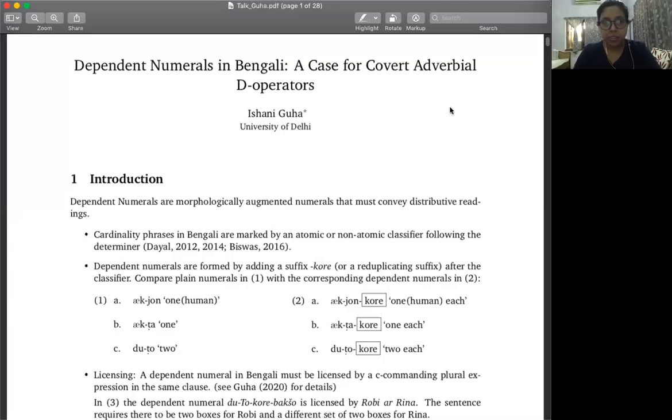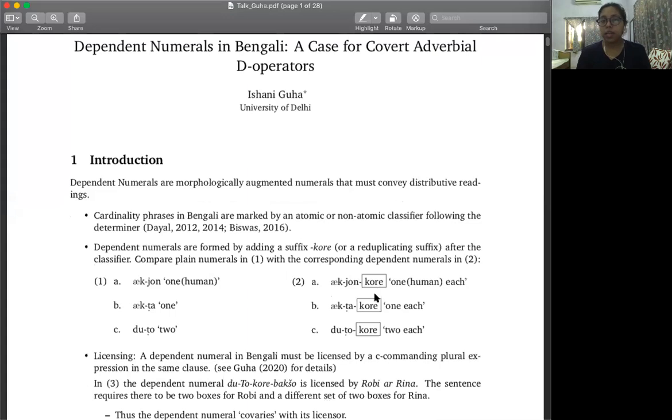Hi, I'm going to talk about dependent numerals in Bengali and argue in favor of a covert adverbial D operator. Dependent numerals are morphologically augmented numerals that must convey distributive readings. Cardinality phrases in Bengali are marked by the presence of a classifier following the determiner. Dependent numerals are formed by adding a suffix kore after the classifier.